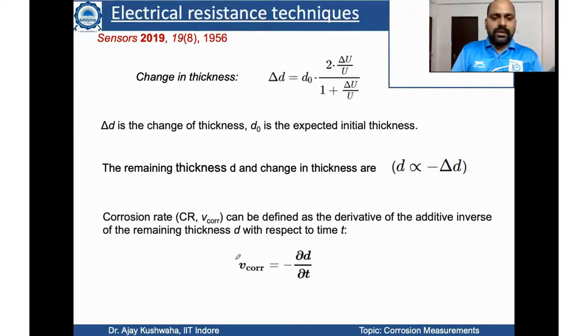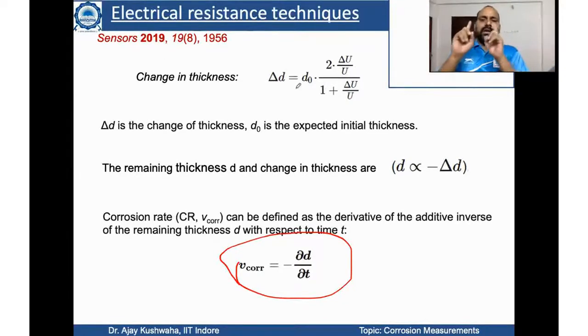So V corrosion can be calculated as minus delta D upon dt. If you can calculate delta R, then we can calculate delta U. If we can calculate delta U, then we can calculate the change in delta D. And if we can calculate the change in delta D with respect to time, then we can calculate the V corrosion.